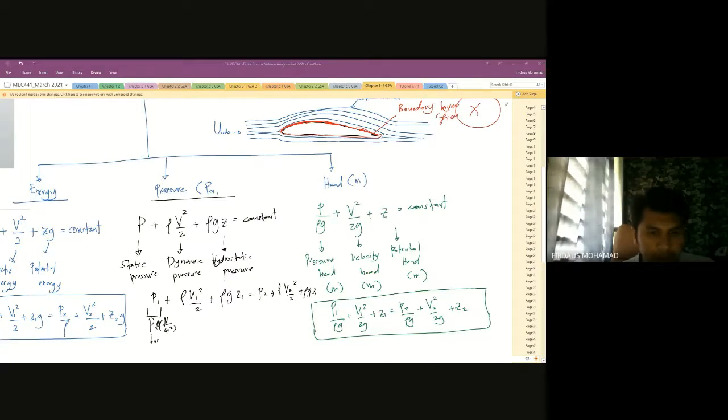Saya nak suruh nampak macam mana nak relate head dengan pressure head semua tu. Sekejap. Saya Google je. Oh, tak jumpa.